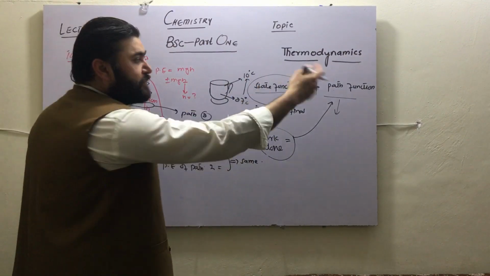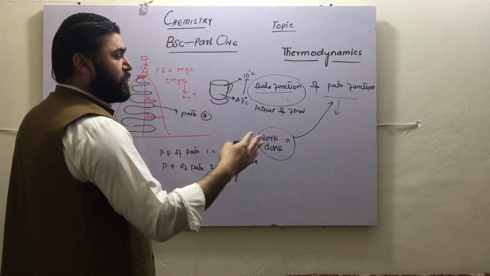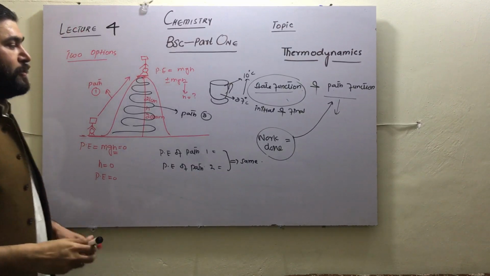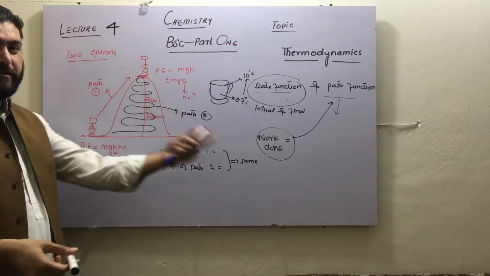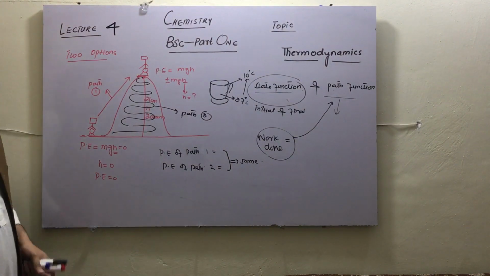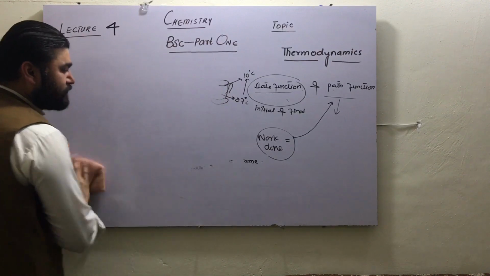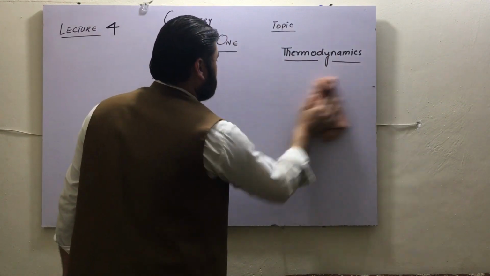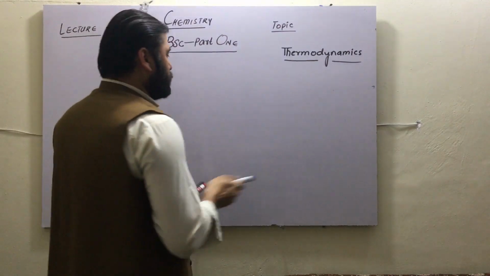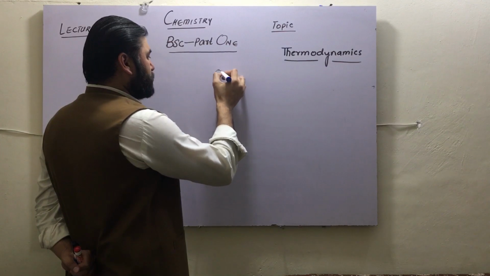But a path function tells you how it happened: whether it happened in 2 steps, in 3 steps, slowly, or quickly. So this path function tells you the way, the method and mechanism and whatsoever. Those things all come under path function. Let me give you one example from organic chemistry. You might have studied in FSc, I think, SN1 and SN2, where there are two. Let me give you an example of organic chemistry.